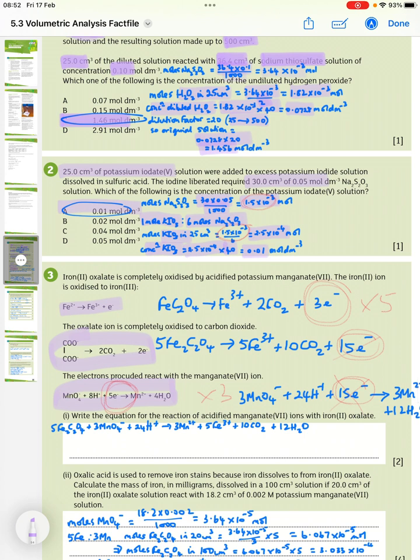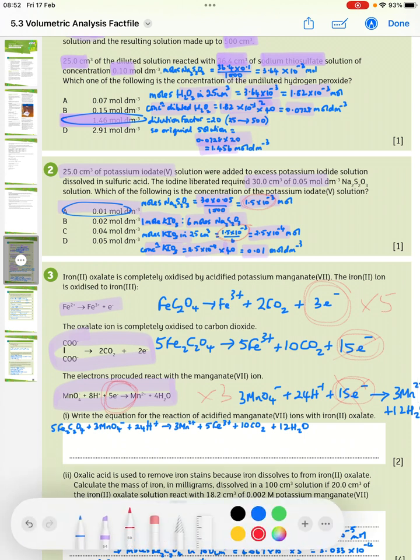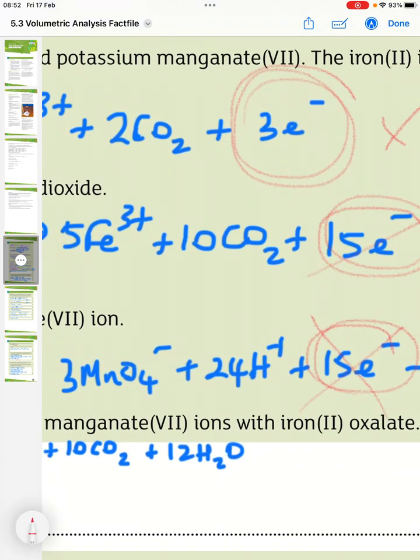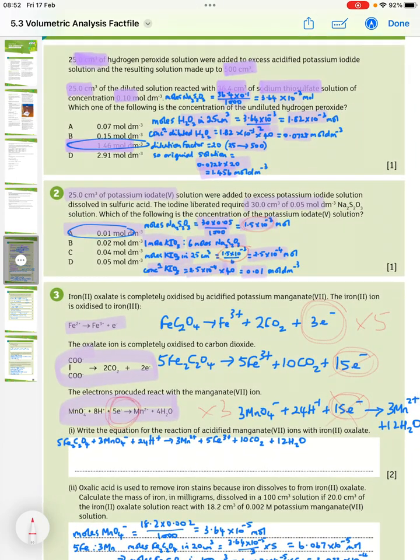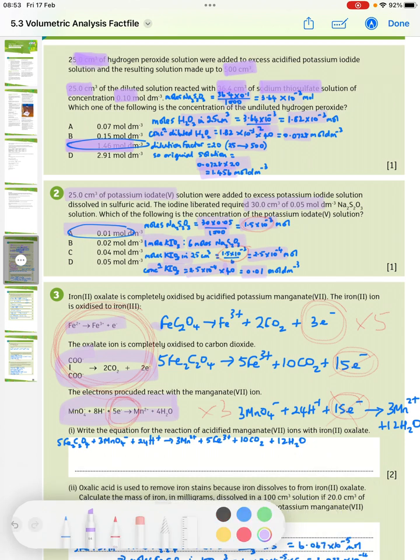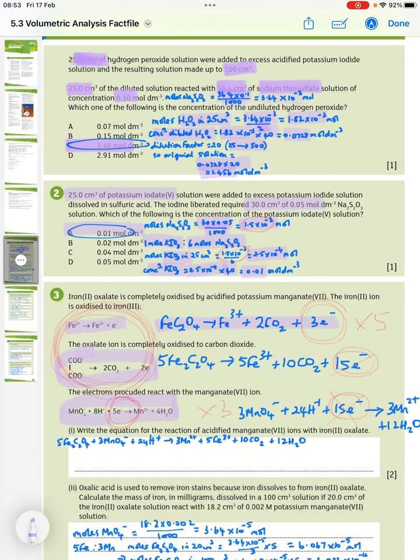So what you have to do here is, to begin with, it says write the equation for the reaction of acidified manganate 7 with iron 2 oxalate. So it's a bit of a faff really. The first thing you have to do is add these two equations together. Okay, so we have the iron oxalate in there. So that's just a 1-to-1 ratio for these two. So it's Fe2C2O4 gives you Fe3 plus 2 CO2 plus 3 electrons.